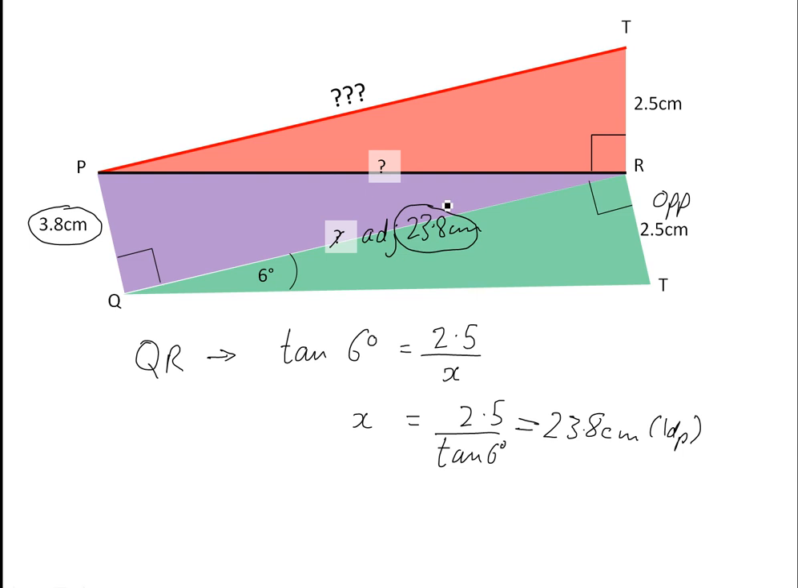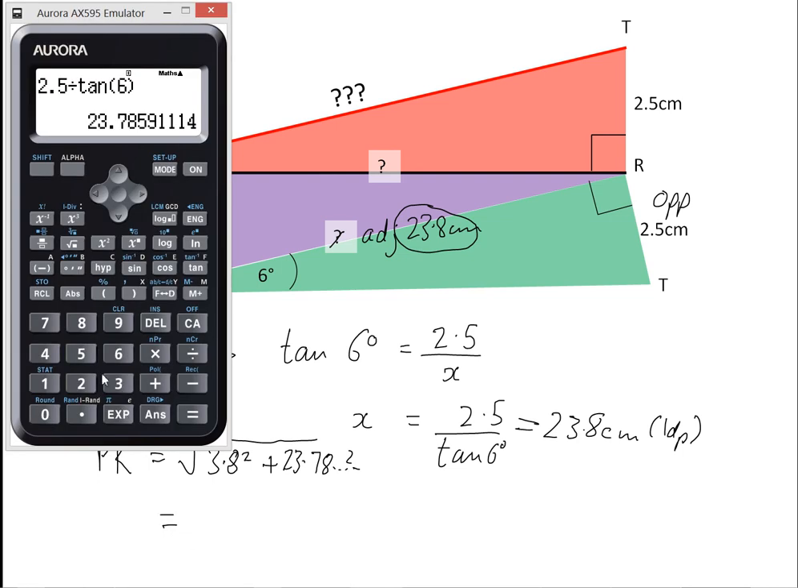Okay, well I can use that combined with this length here, so these two, to help me work out PR. I can use Pythagoras to help me work out PR. So PR equals the square root of 3.8 squared plus 23.78 and so on, squared. Let's do that on the calculator. So I would type in square root 3.8 squared plus answer squared.